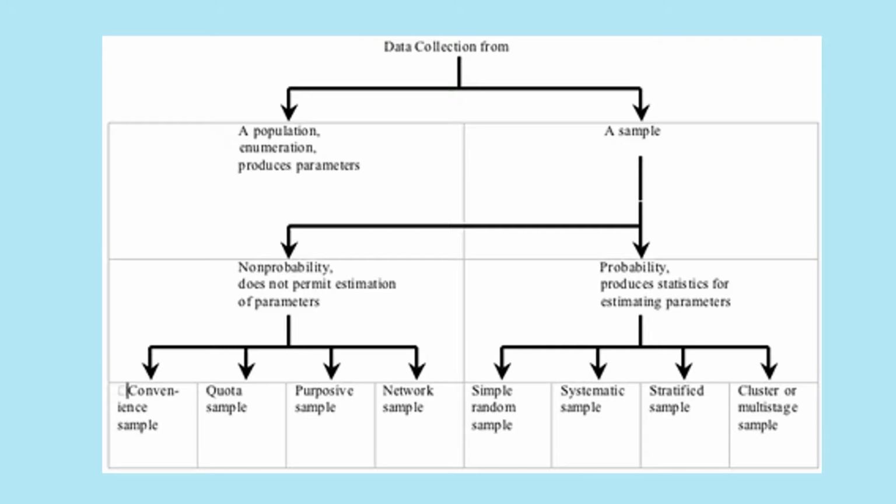So we're looking at samples right now, and a non-probability selection sample does not permit the estimate of parameters. Probability sampling produces statistics for estimating parameters. As we look down at the type of selection, non-probability versus probability, and how these parameters are established, it goes back to the type of selection we created. If we're doing convenience and quota sampling, we know this does not allow us parameters.